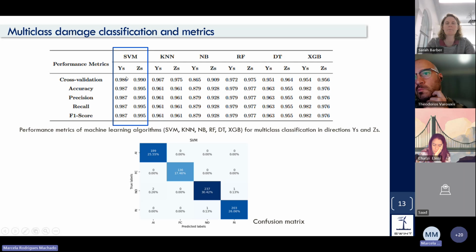For the multi-class case, we performed the same with all algorithms. Again, the SVM could return us a very good accuracy and classify the 4 cases in multi-classification, again with a very low rate of misleading classification, as presented by the confusion matrix.